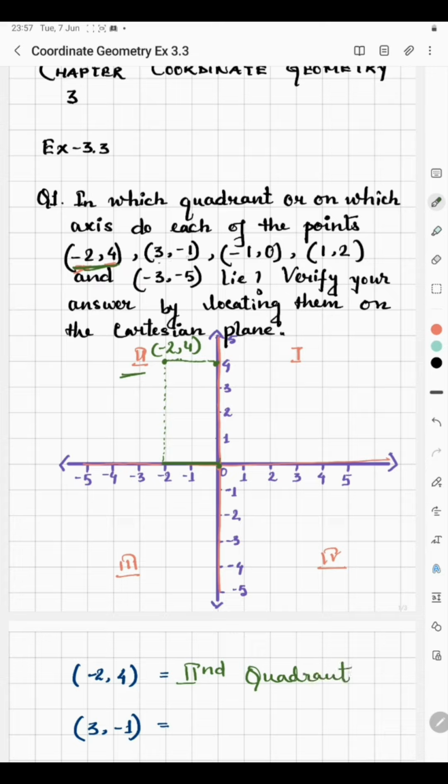Now next we have (3, -1). 3 is the value of x, which is positive, so positive means we'll go to the right of the origin. So here is 3. And -1, minus means we will go down from the origin. So here is -1. From -1 if you draw a perpendicular line, and from 3 if you draw a perpendicular line, the two lines meet over here. So here is (3, -1). At first we move along the x-axis and then along the y-axis. So (3, -1) lies in the fourth quadrant. So we'll write fourth quadrant.